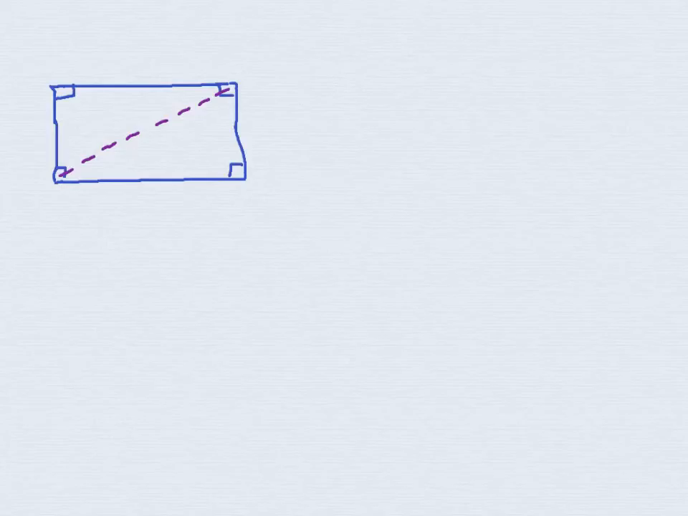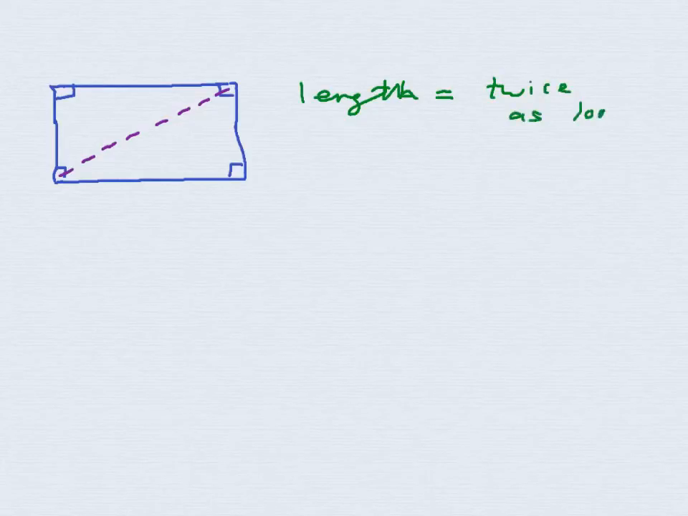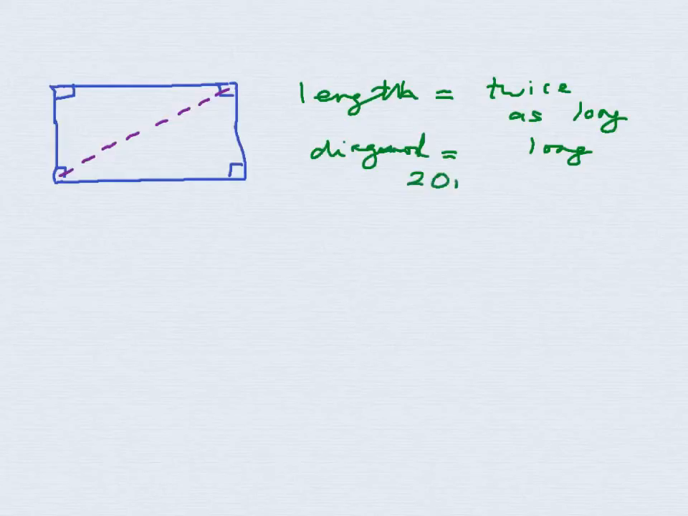For example, you might be told that a rectangular park has a length that's twice as long as its width. So the length is twice as long as the width. So now we're into algebra. We're into representing lengths with letters. And you might also be told that the diagonal, say, for example, is 20 meters. Find the perimeter of this rectangular park. That's a very typical question.